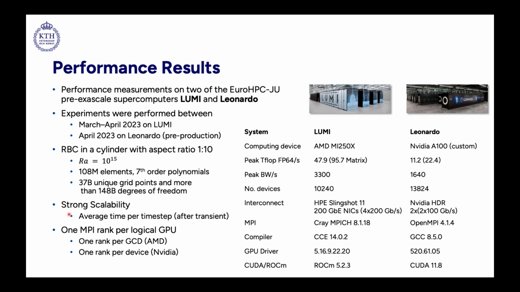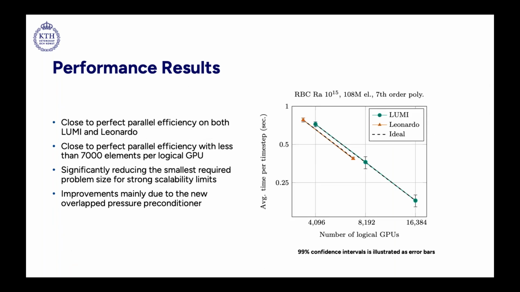So again, we looked at strong scalability. We placed one MPI rank per GPU, so that means one GCD on AMD or one per device on NVIDIA. And then we ran the test on both machines, and we saw this. A bit unexpectedly, we managed to close the gap from 80% to close to 99% or perfect efficiency for the entire machine. That's of course excellent.